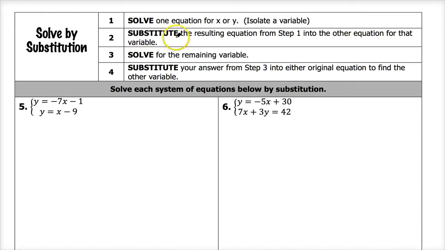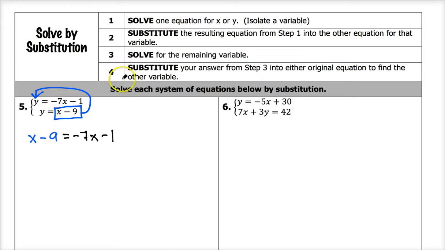Step 2 is to substitute the resulting equation from step 1 into the other equation for that variable. So what that means is I need to take what y is equal to, and I can choose either equation for this. I'll choose my second one here. So since y is equal to x minus 9, I substitute this quantity, x minus 9, in for y into my other equation. So that gives me x minus 9 equals -7x minus 1.